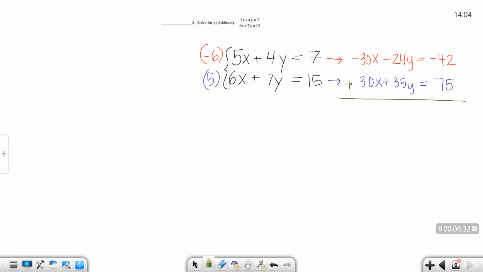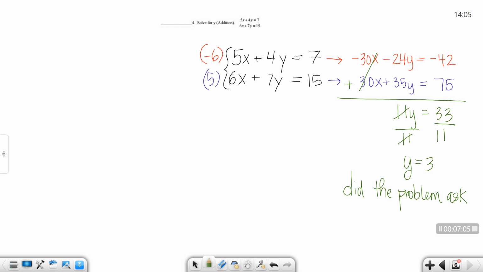So now that my x's are opposites, I can add up what I have. So the 30x's add out. 35 minus 24 would give me 11y. 75 minus 42 would give me 33. Okay, so let me solve that equation. Did the problem ask for y? Yes. So that means y is your answer. Y equals 3. You don't have to do any more work with it. That would be your answer.